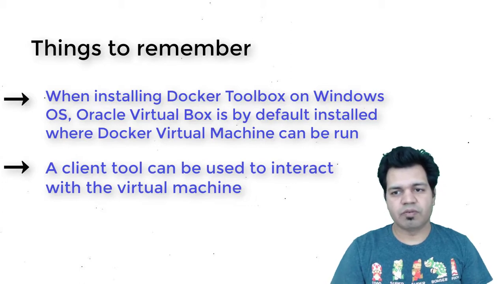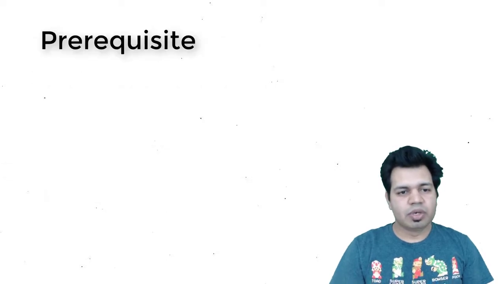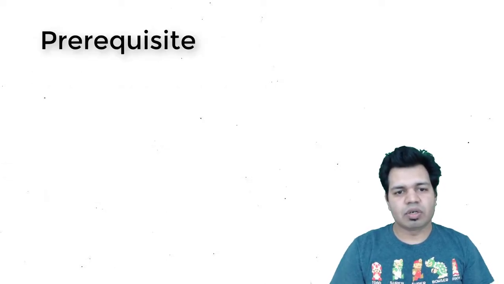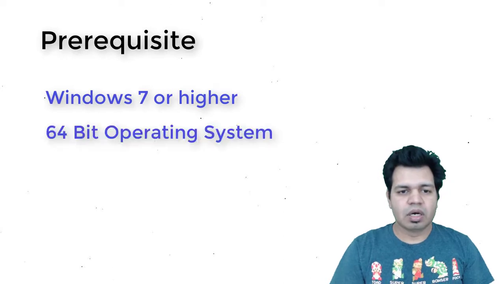But in case of Windows, Docker is installed on a Linux virtual machine, and the Docker client will then be used to interact with Docker. Okay, so the prerequisite for installing Docker on a Windows machine is that you should have Windows 7 or higher with a 64-bit operating system. So let's go ahead and install Docker on a Windows laptop.